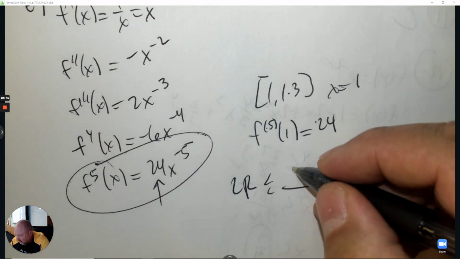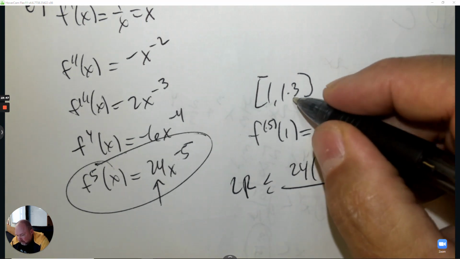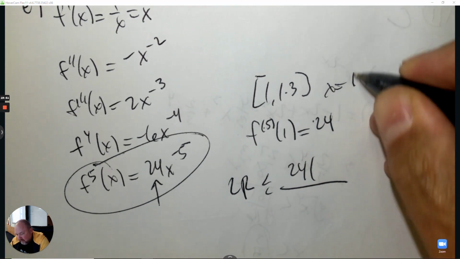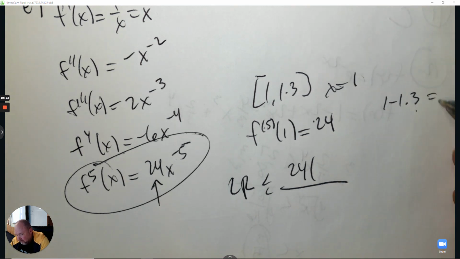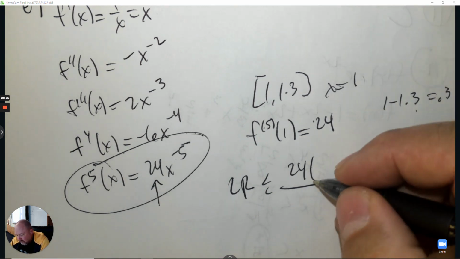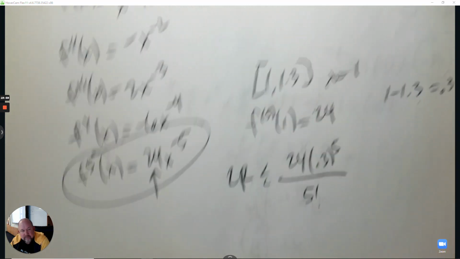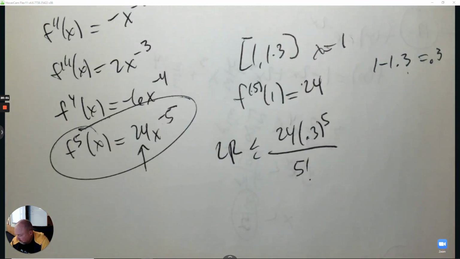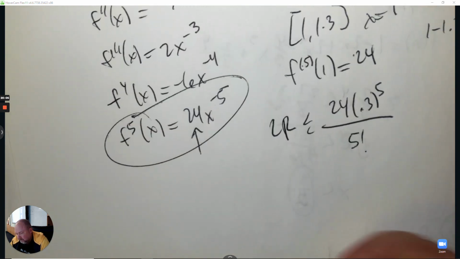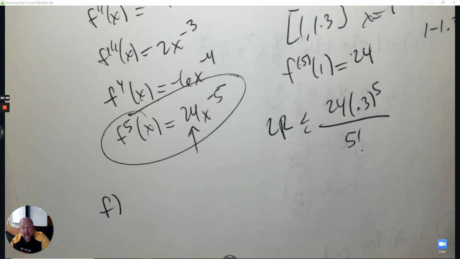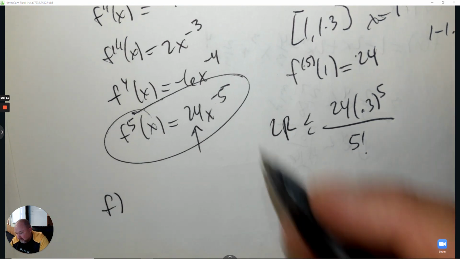So I'd start with 24, and then I'd use 0.3. Remember, we're centered at 1, so 1 take away 1.3 is 0.3. So it's 0.3 to the 5 over 5 factorial. Obviously, using the alternating series remainder would be much easier because you're just using the next term rather than doing this.